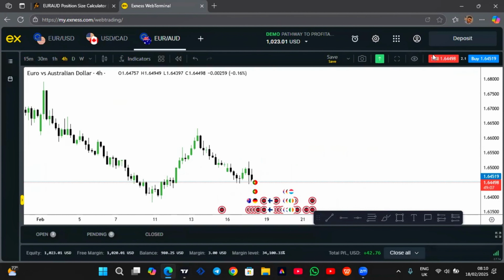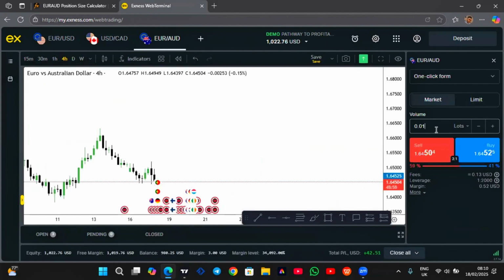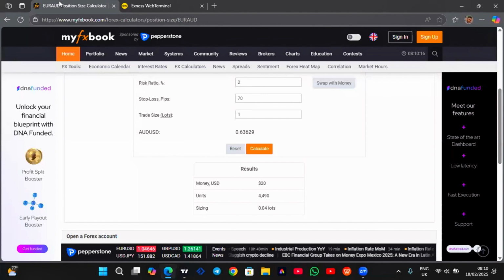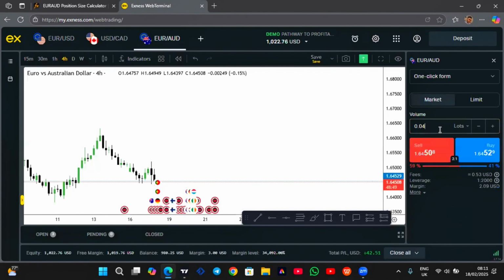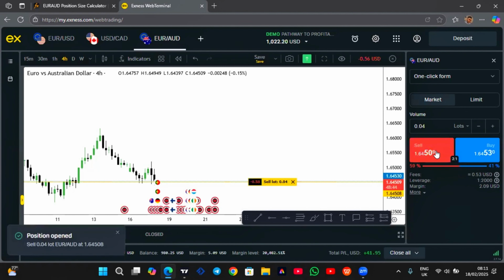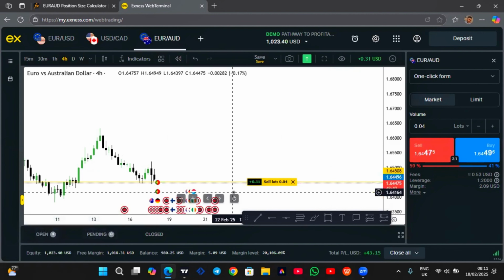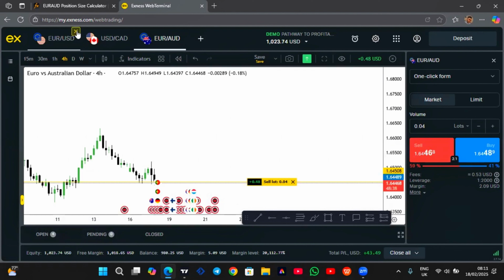Sell. Yeah, sell Euro AUD with the volume from our position size calculator. We were told to use 0.04 lot size, then sell. Position opened. Now we are selling Euro AUD. Hope it's Euro AUD that I'm selling. Yeah, it's Euro AUD.